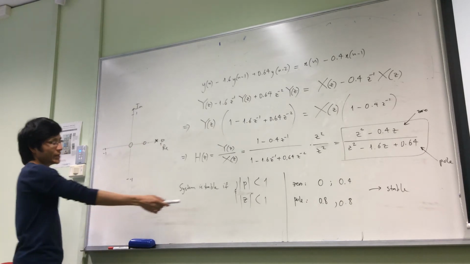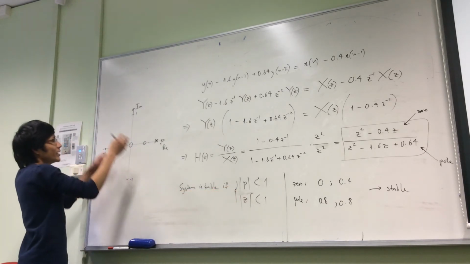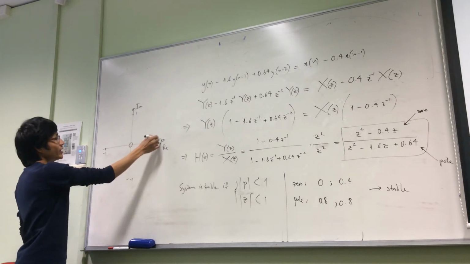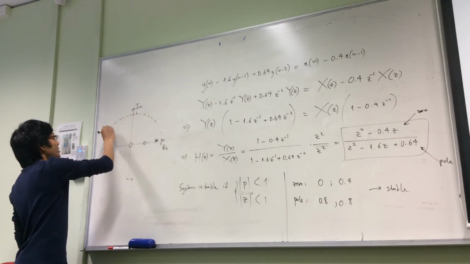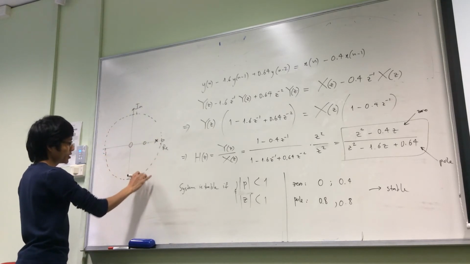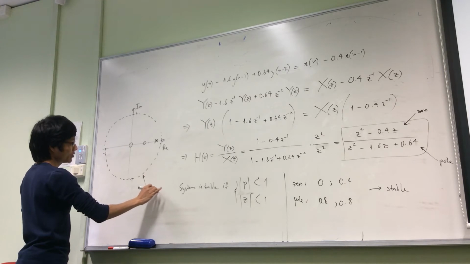So if the magnitude is less than 1, it means that for the system to be stable, everything else has to be inside the unit circle. So this one is called the stable unit circle.